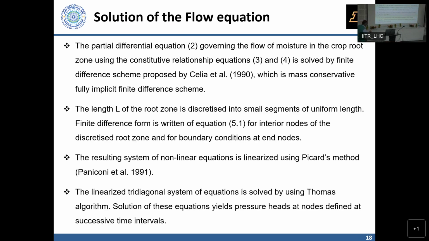So that's why we try to see that it is quite low. We can solve this equation numerically, because we cannot solve it analytically. There are many numerical methods which can be used. Most of my students have developed their own code based on the procedure given by Celia et al., which is a mass conservative mixed-based implicit finite difference scheme. We divide the root zone into a number of segments, and for each segment, how much water is taken up depends upon the transpiration, and we solve this.